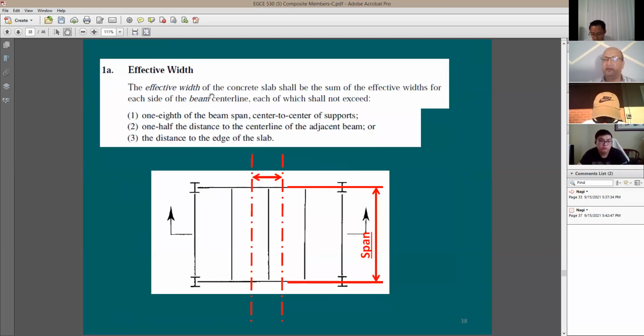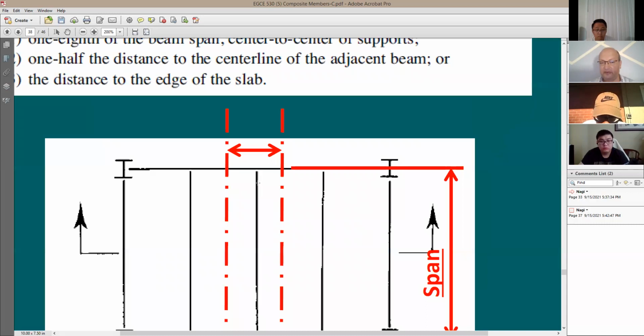It says here, the effective width of the concrete slab shall be the sum of the effective widths for each side of the beam centerline. Meaning, you're going to have one effective width from here to here, right? And another one from here to there.